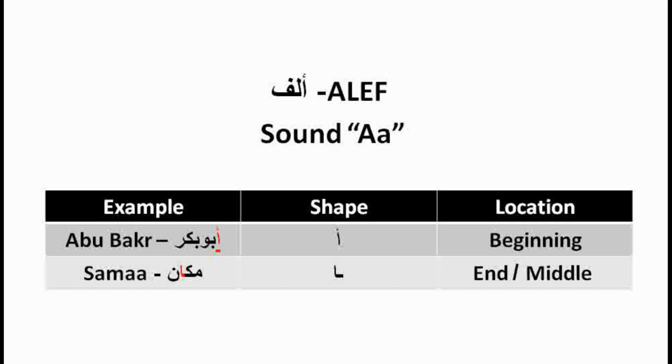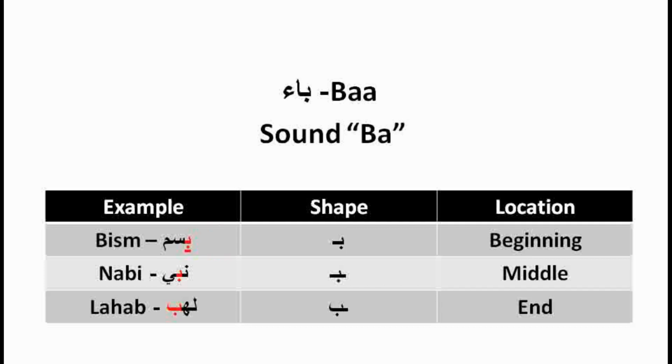An example of this is the word Makan, which means a place. Do you see the letter in red? That's the letter Alif. That's how it appears when it is in the middle. And it looks the same when it is at the end. The second letter is Ba, which gives us the B sound.